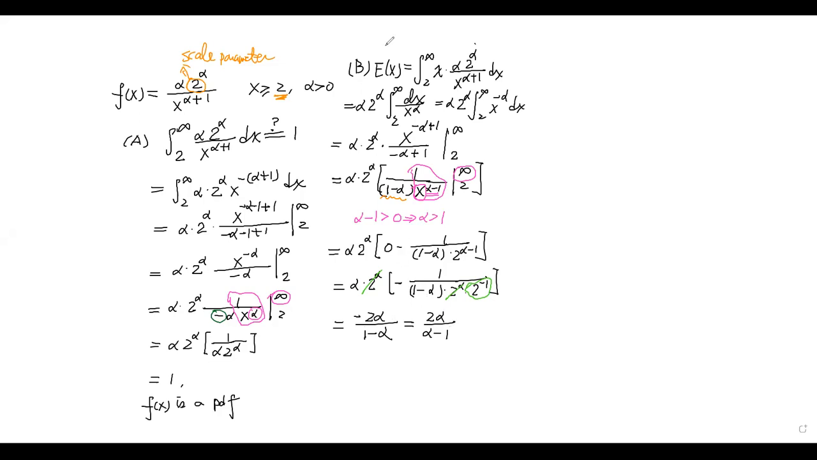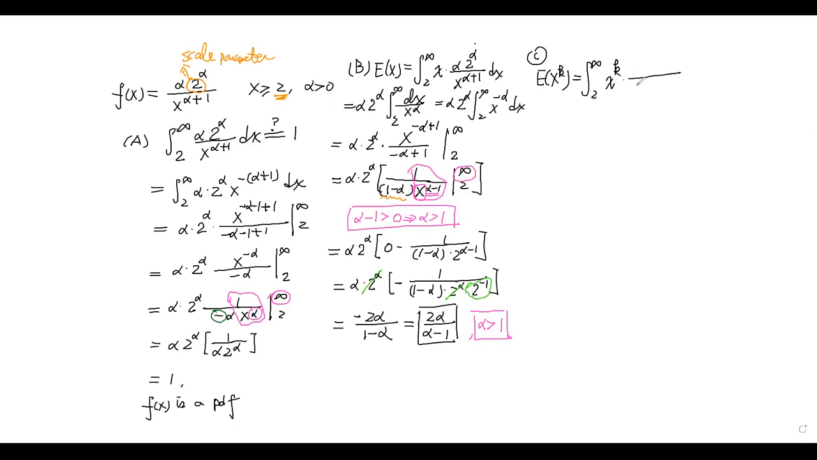All right, so this is the mean here, and be very careful. In order for this mean to be true, alpha has to be greater than 1. This is the condition for this mean. Okay, so now let's do the same thing for the k-th moment. This is the expected value of x to the k. So we do the same thing: the integral from 2 to infinity of x to the k.